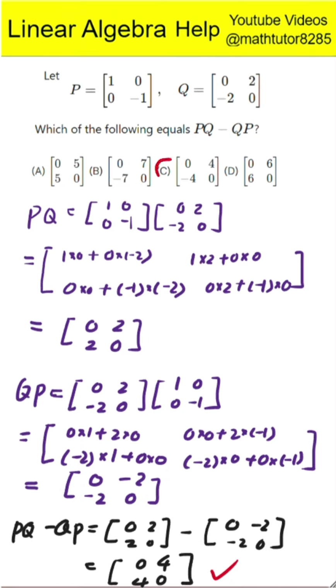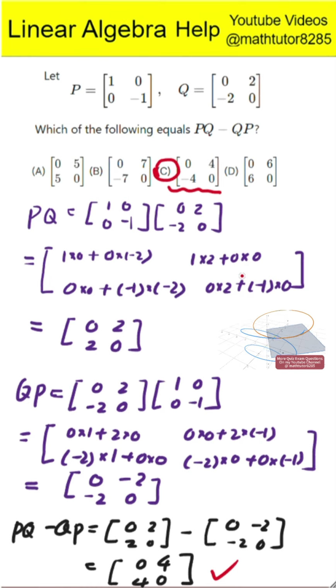The key idea is computing a commutator of two matrices, which means multiplying in both orders and subtracting. A very common mistake is to assume multiplication commutes, but for matrices it does not. Always perform row by column multiplication carefully. Sign errors are the most frequent trap. That's it for this question solving.